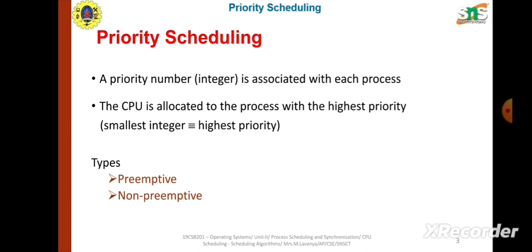Priority scheduling is nothing but each and every process which has arrived and is currently staying in the ready queue will be assigned a priority number. The smallest priority number will have the higher priority, and the largest number will have the lower priority. As we have seen in SJF, priority scheduling also has two types, preemptive and non-preemptive. Let's see an example for both preemptive and non-preemptive in this session.